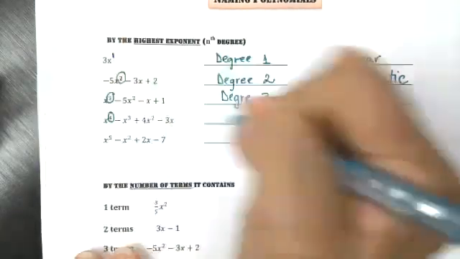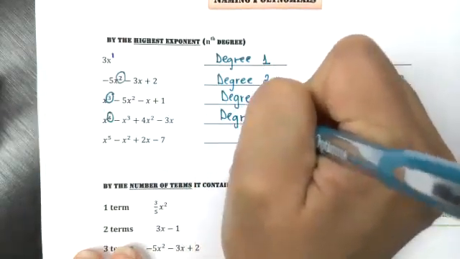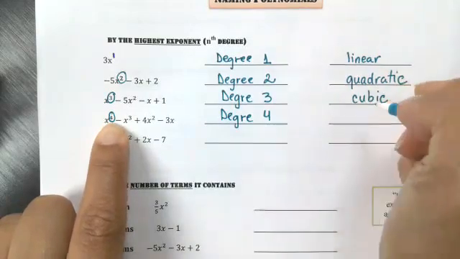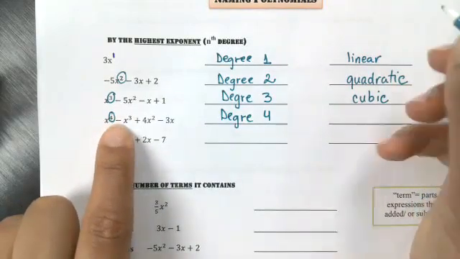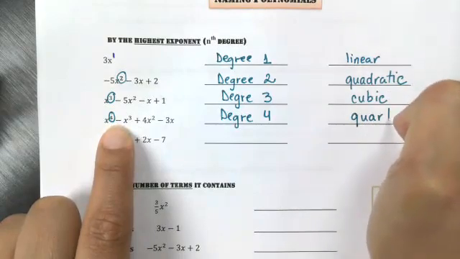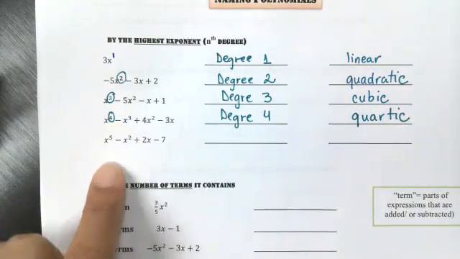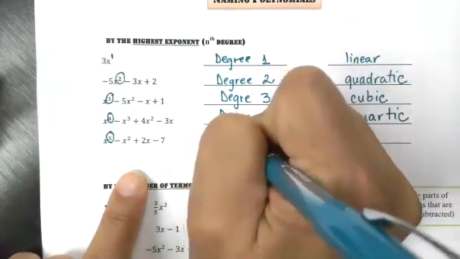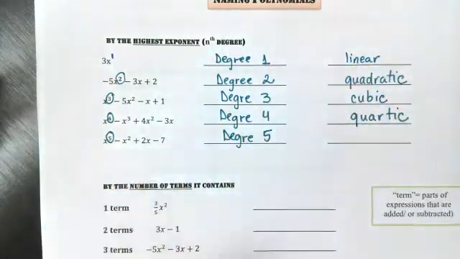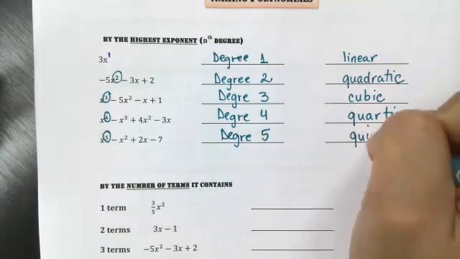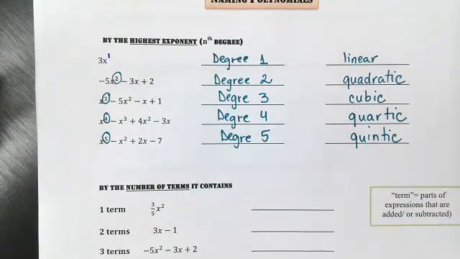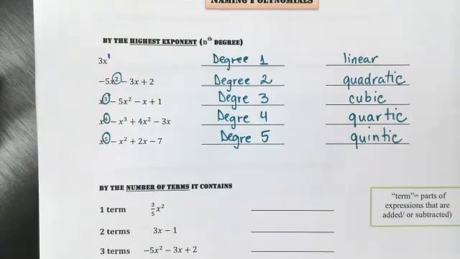The next one is degree 4, because that's the highest exponent, 4. You can see the pattern, right? The same thing over and over. The name for degree 4 is called quartic. And degree 5, and that's how high we will go, up to 5. And that's called quintic. You can see the Latin in these names, right? Quinceanera, right? Quintic. A lot of the Latin languages might have an easier time with these words.